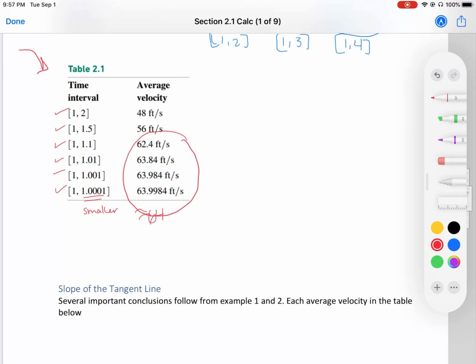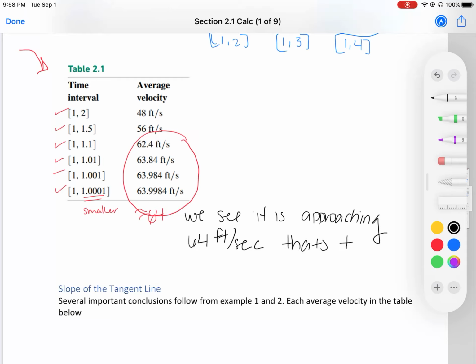And that is the instantaneous velocity. So let me write this down for you. We see it is approaching 64 feet per second. That's the instantaneous velocity.